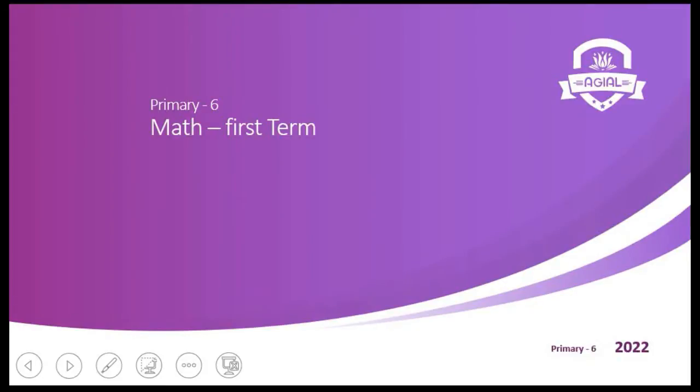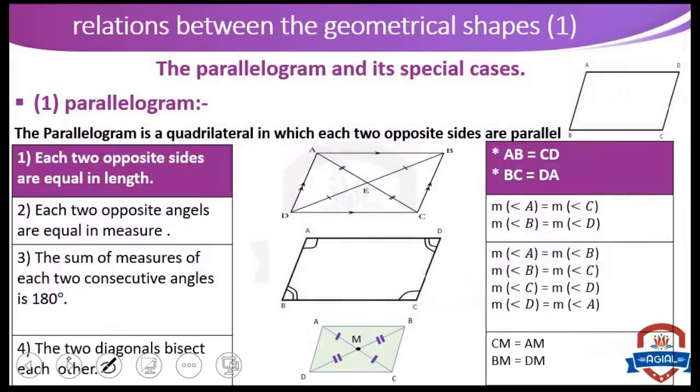Today we are going to study relations between some geometrical shapes. In the beginning, we will start with the parallelogram and its special case. The parallelogram is a quadrilateral shape in which each two opposite sides are parallel. There are some properties for the parallelogram.